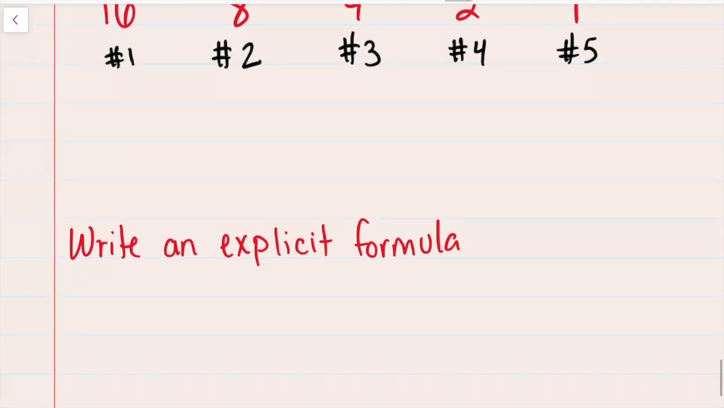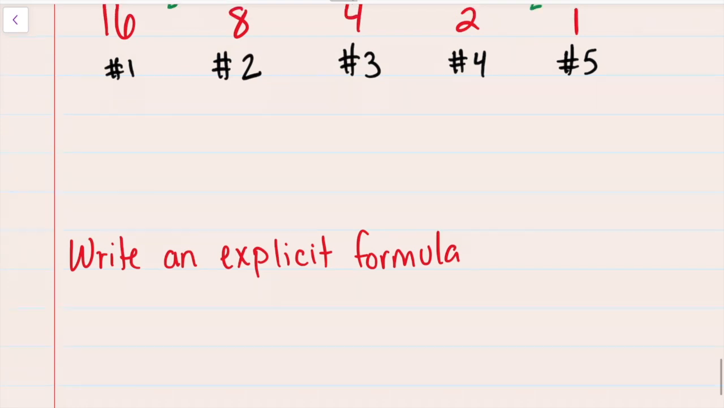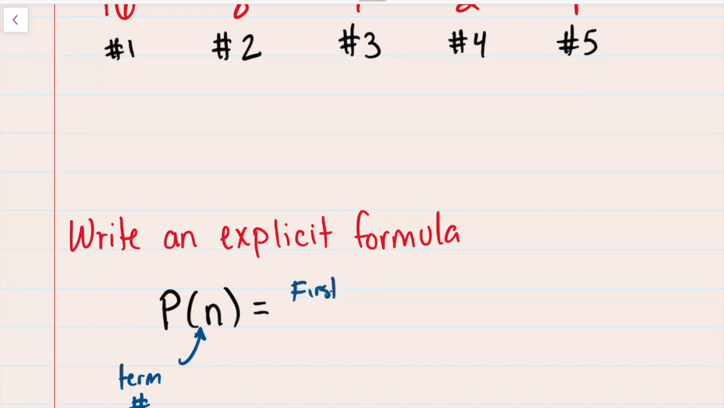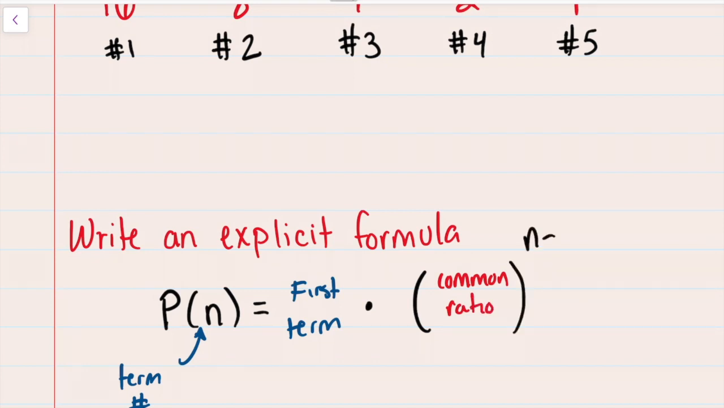Now, with that information, let's write our explicit formula. And the formula for a geometric explicit goes like this. Again, they're using the letter P. Again, the P doesn't matter. It's just a letter. P of n, that n stands for the term number, right? So P of n equals, we start with the first term. We multiply that by parentheses, the common ratio. What are we multiplying over and over? And we put that to the power of n minus 1.